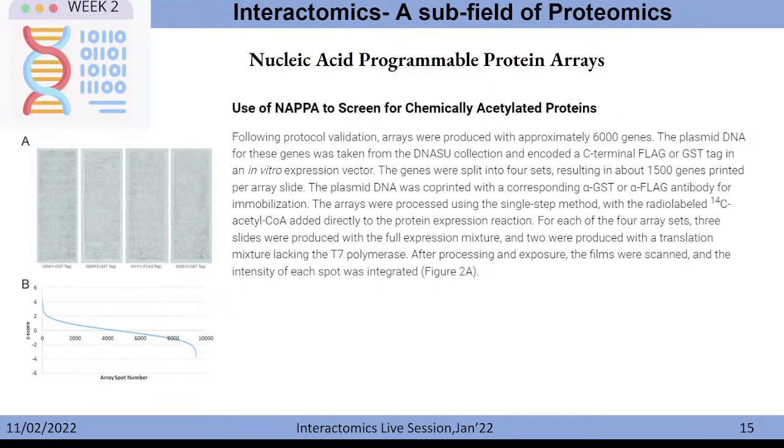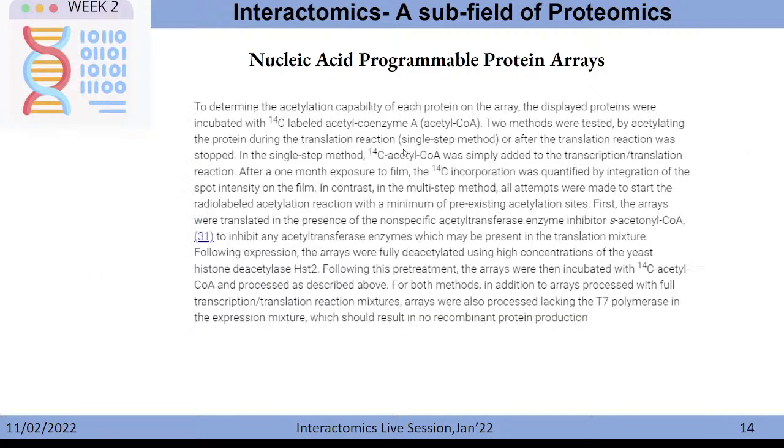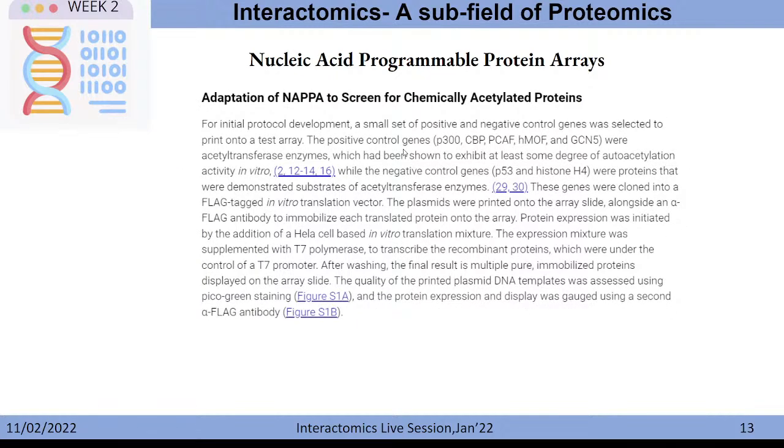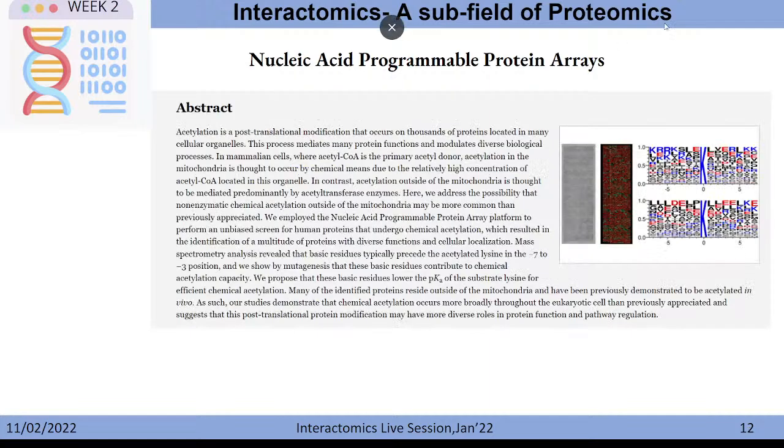So this is how NAPPA is used to screen chemically acetylated proteins. After you have worked with a small set of positive and control genes, you are ready to go for the 6000 genes screening to find out which are the non-enzymatically, chemically acetylated proteins. So these genes were taken and encoded into a C-terminal FLAG or GST.